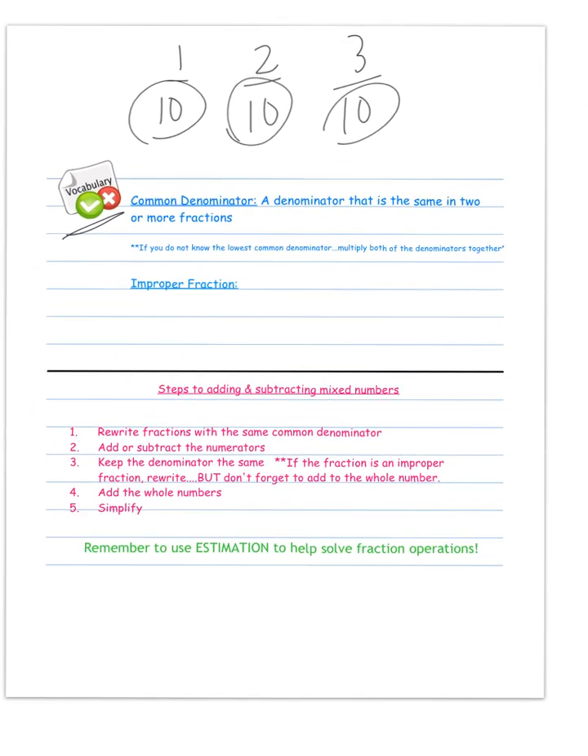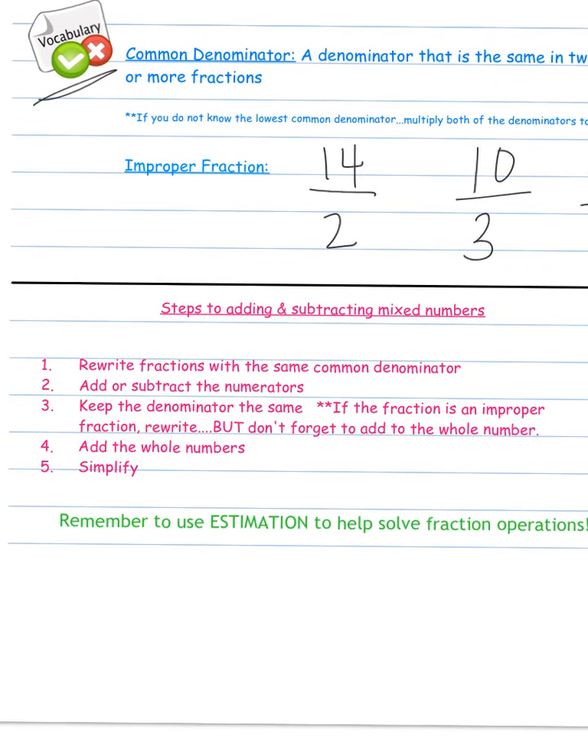An improper fraction is a fraction where the numerator is larger than the denominator. So this would be 14 halves, 10 thirds, 48 fifths, anything like that where our numerator is bigger than our denominator. And these improper fractions can be written as mixed numbers, and that's what we're looking at today, is adding and subtracting mixed numbers. Here's the steps that you should make sure to have written down in your notebook.